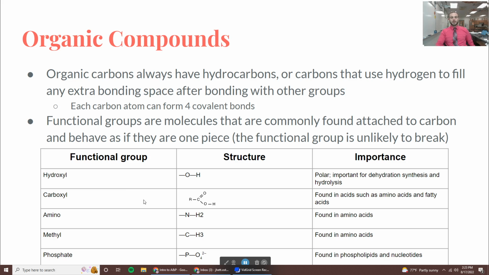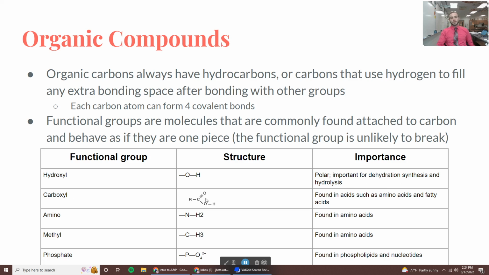These functional groups are commonly found attached to a carbon, and they like to behave as if they were all one thing, or as if they were their own molecule. And when things like to break on an organic compound, these functional groups like to stay together. So you see hydroxyl, or an OH group, is a common one in your alcohols. It's a polar molecule, and it's very important. Remember from the last video, it's important for dehydration synthesis and hydrolysis.